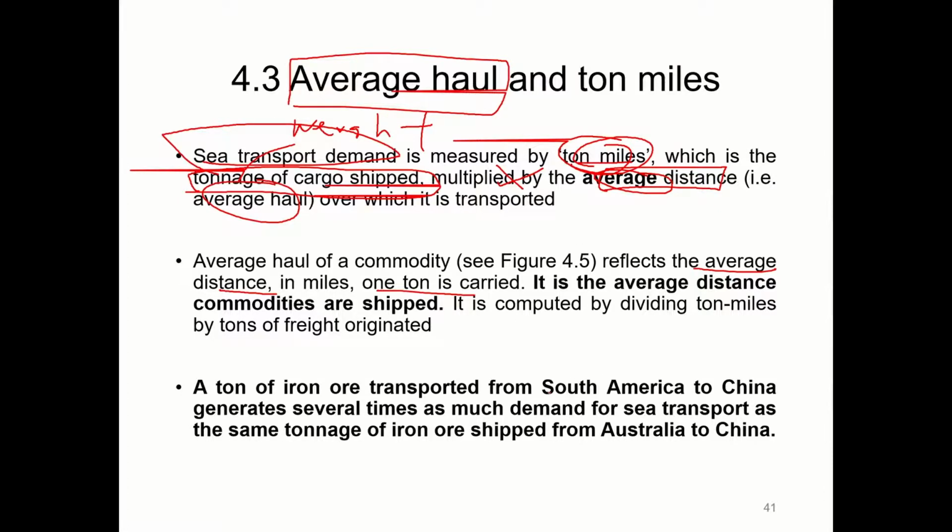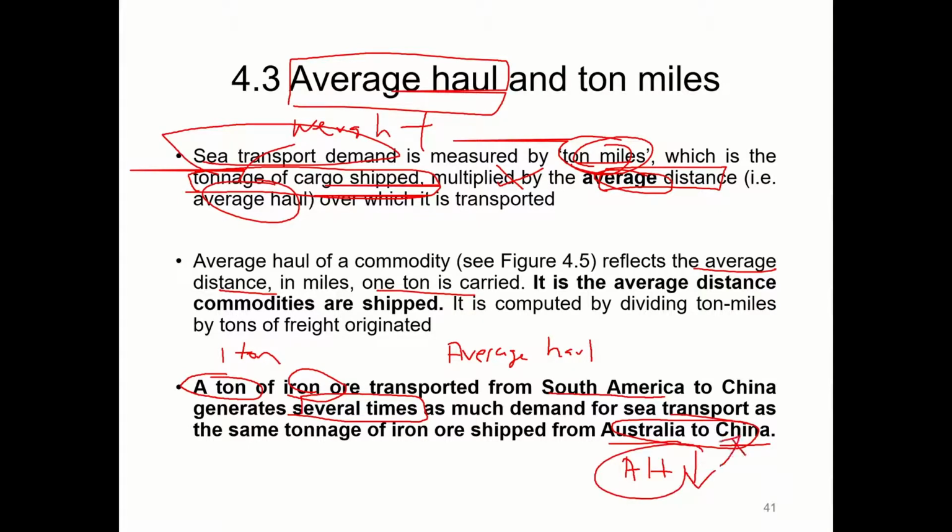For example, if we are to ship 1 ton of iron ore from South America to China, the distance that this ton of iron ore will travel will be several times as much as for sea transport from Australia to China, because it's closer to ship the iron ore from Australia to China. So the average haul will be much lower in that case, versus this case, where the average haul will be much higher.